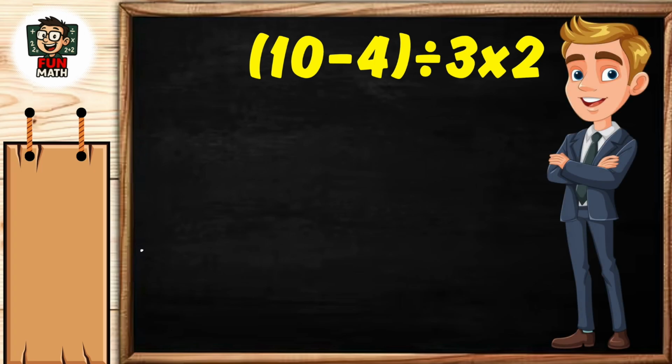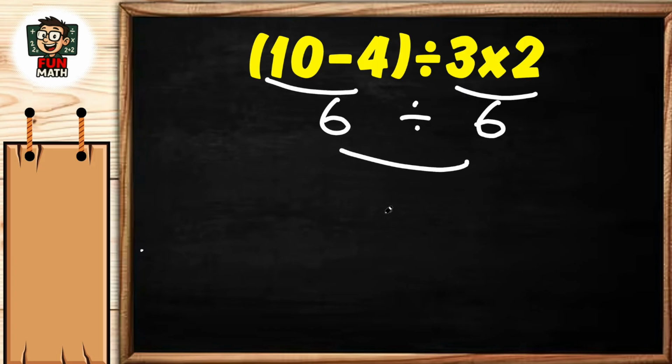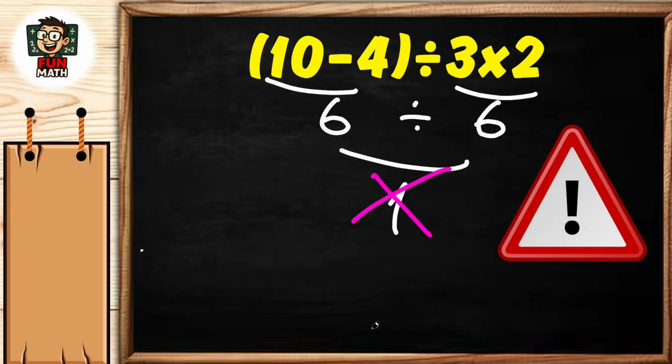Let's look at the solution. 10 minus 4 equals 6. 3 times 2 equals 6. Let's divide last. 6 divided by 6 equals 1. If you solve the question this way, you solved it incorrectly.